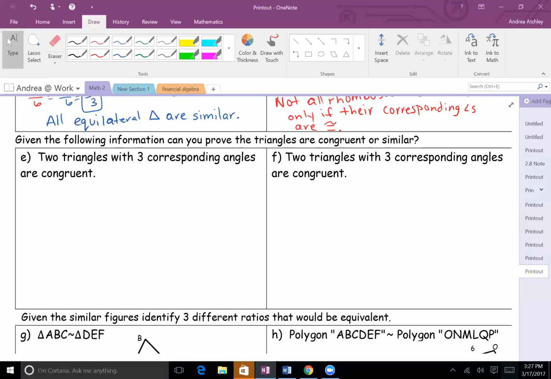Okay, so to see if these are congruent or similar, and how can you prove either one? This should say 2. 2 corresponding angles are congruent. Okay. Try to come up with those ones on your own, and we will go over them in class.